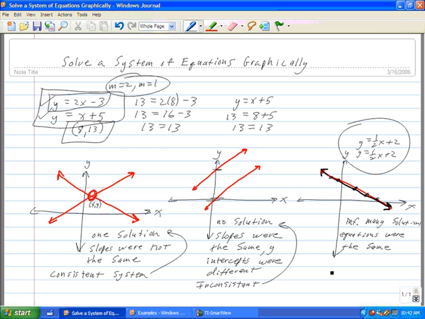And when we have infinitely many solutions because of the overlapping lines, the coinciding lines, that is called a dependent system. So those are the three things that can happen. Now, we need to get into actually solving some of these equations. So let's take a look at how that can be done.